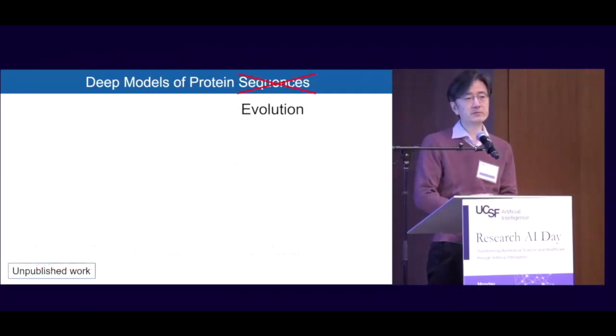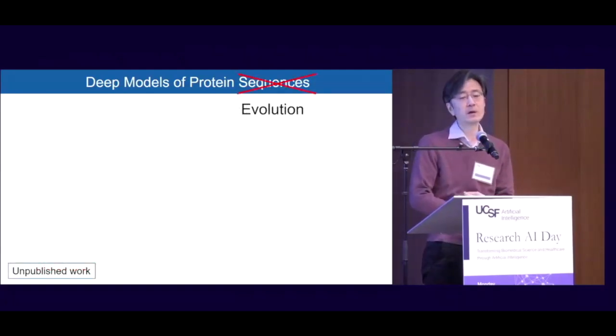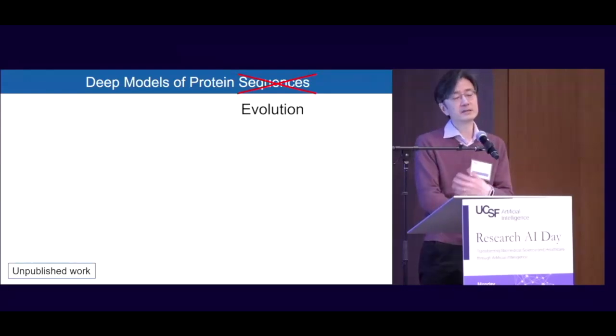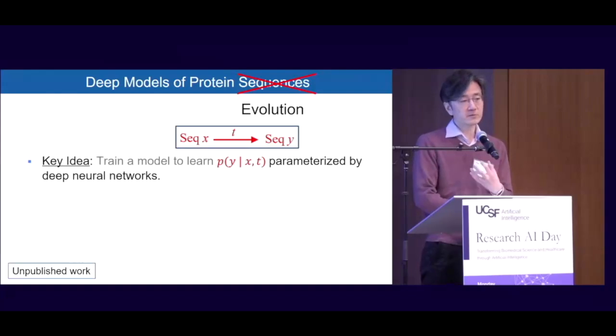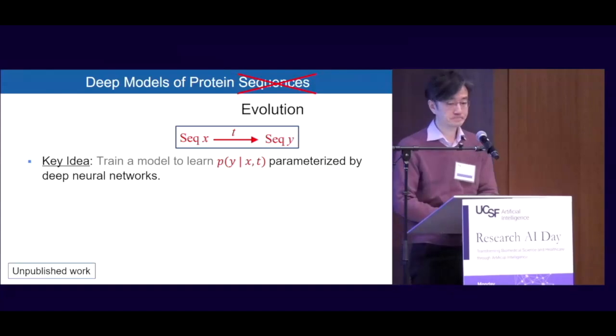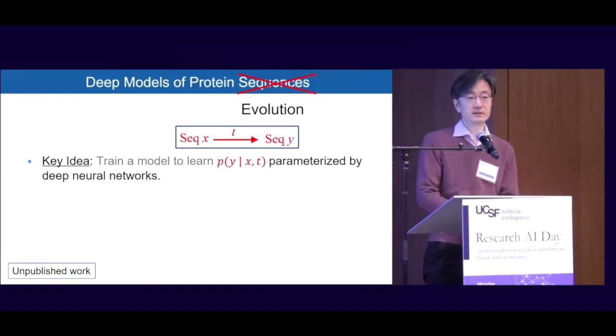So what we aim to do in my lab is to not just think about deep models of protein sequences, but deep models of protein evolution. So what we want to do is to train a model that can learn how a sequence X evolves to another sequence Y, which may be of different length, in a given amount of time. And we do this by leveraging deep neural networks.